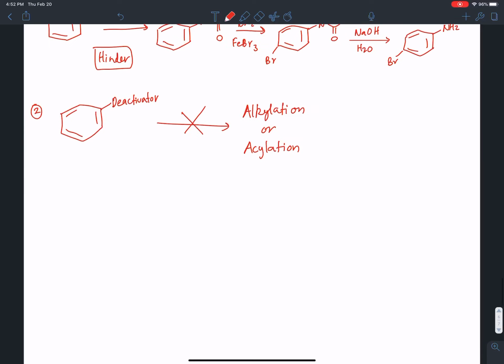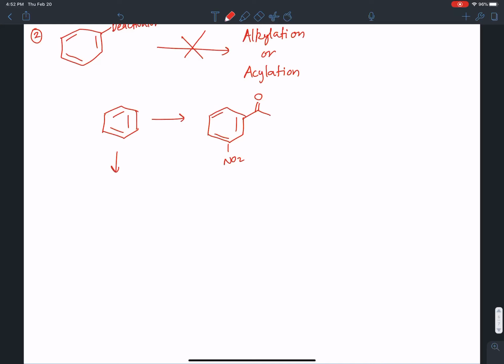So let's say you wanted to go from a benzene straight to something like this. Both of these things right now are electron withdrawing groups. Both of them are deactivators. Now, what you cannot do is you cannot go first, let's put the NO2, and then do my acylation. So the first step you're doing is HNO3 with H2SO4 to put the NO2 and then acylate.